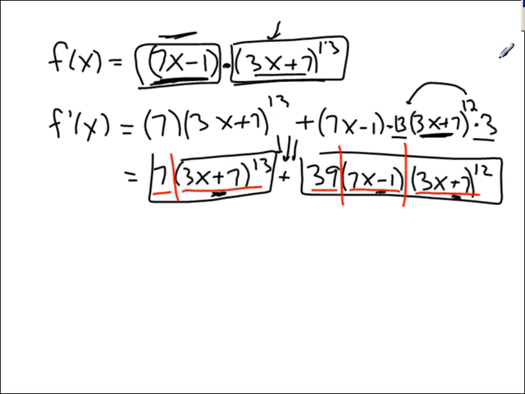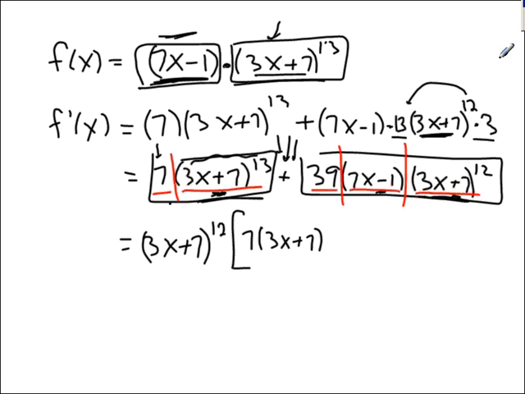Well, both terms have 3x plus 7 factors. The first term has 13 of them. The second one has 12. 12 is the smaller one. They both have 12 in common. They don't both have 13 in common. So I can factor out (3x plus 7) to the 12. And I still have the 7. And I have one more 3x plus 7 to write down.